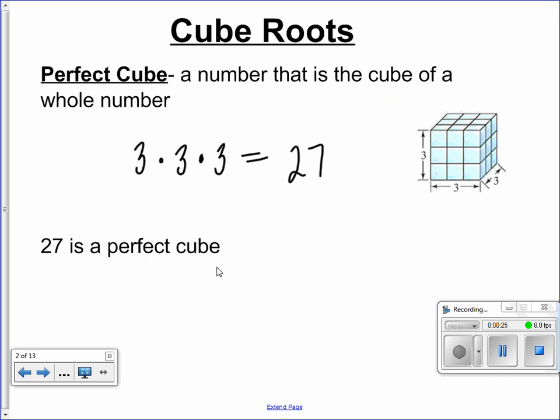So let's look at what a perfect cube is. A number that is the cube of a whole number. So cube means we're going to take that number 3 times. So 3 times 3 times 3, which will equal 27. 27 is an example of a perfect cube. If we wanted to write this using an exponent, we would write 3 cubed, and we know that equals 27. This shows you 3 times 3 times 3.